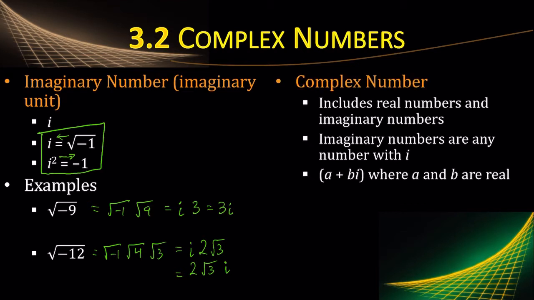Complex numbers are both real and imaginary numbers. So if you have real numbers, which are all the ones we dealt with before, and imaginary numbers, which have the i's, complex numbers are the combination of both of them. Imaginary numbers are any number with an i. Real numbers are any numbers without an i. When we combine them, you get something in the form of a plus bi.